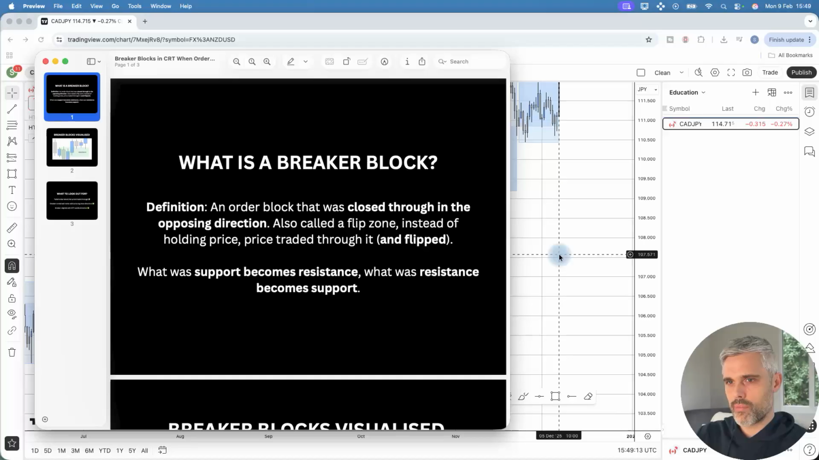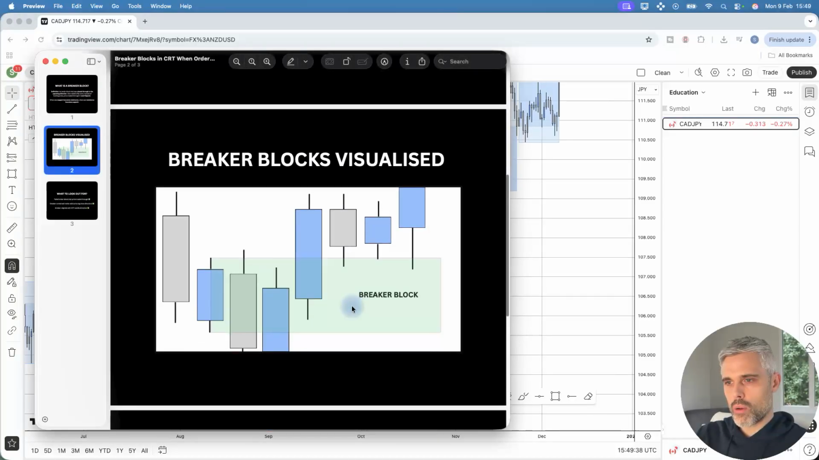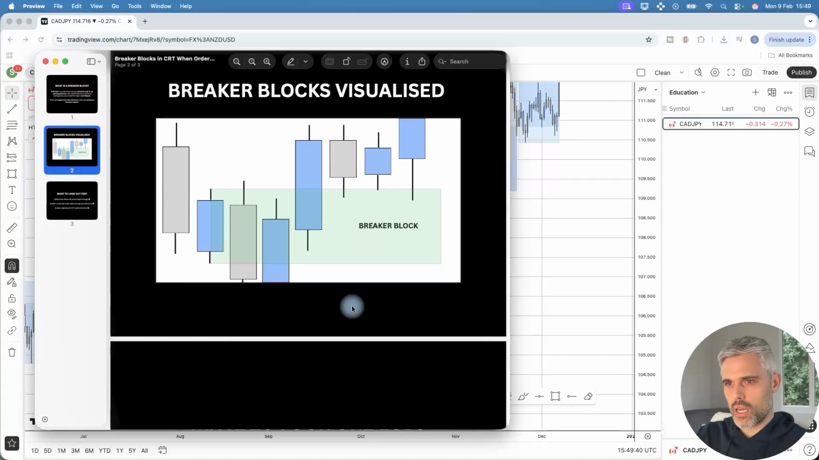of internal range liquidity. So a breaker block is an order block that was closed through in the opposing direction. I also like to call it a flip zone. So instead of holding, price trades through and flips the original order block. So breaker block or flip zone: what was support becomes resistance, what was resistance becomes support. So this is what a breaker block looks like visualized.